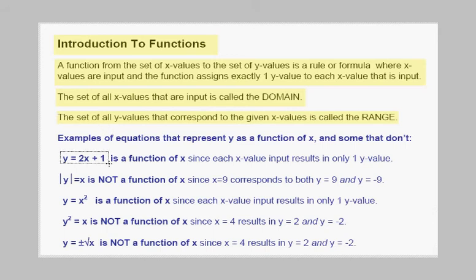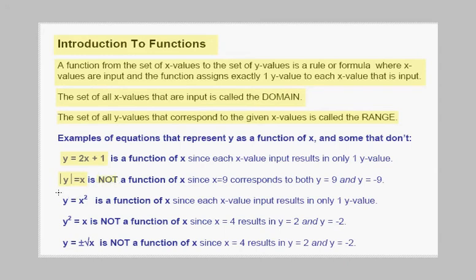First, y equals 2x plus 1. This is a function. It's a linear function. Any x we put in there is only going to give us one answer. Clearly, only one answer. Now look at the next one. Absolute value of y equals x. If we let x equal 9, y can equal 9 or negative 9 because we're taking the absolute value. So y takes on two different values. So this is not a function of x.